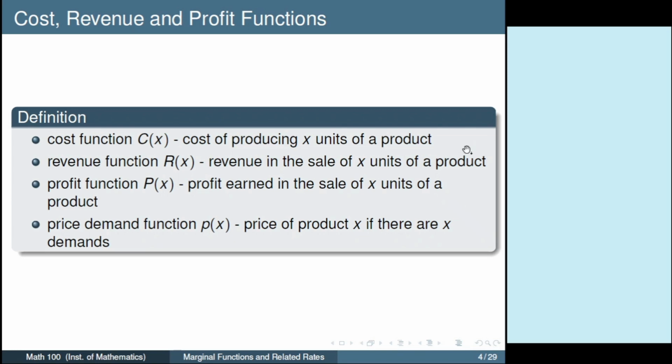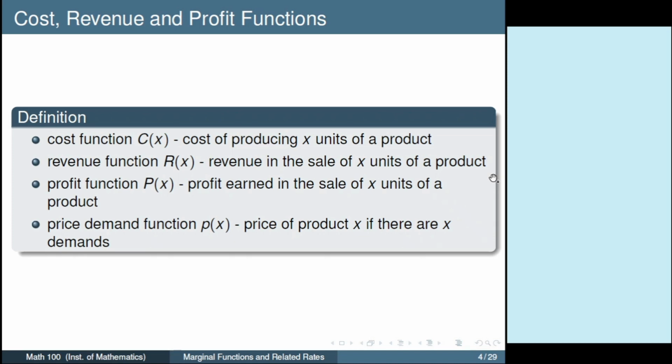We'll start with the cost function, C of x. This is the cost of producing x units of a product. So, ito yung ating gastos. Yung revenue function natin, R of x, would be the revenue in the sale of x units of a product. So, ito yung ating benta naman if we sold x units of a product.